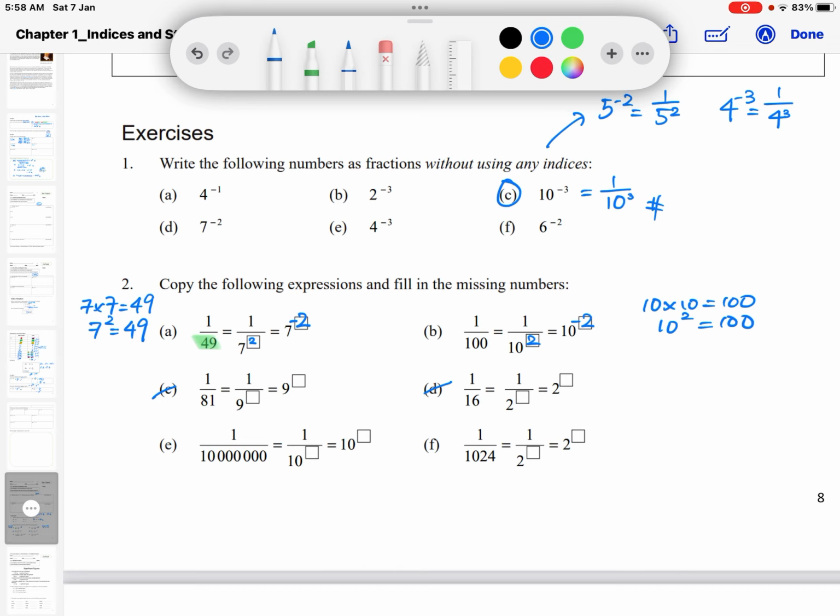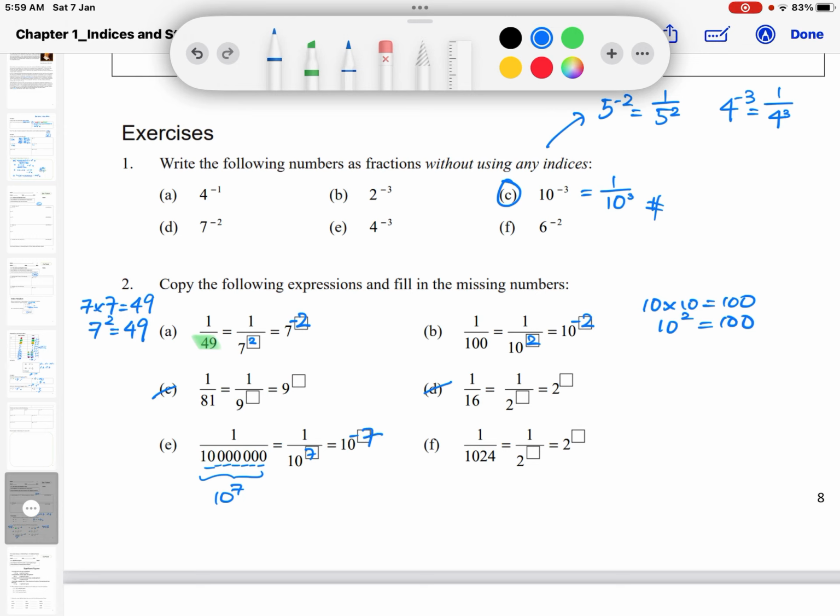Now E, how do we read this? This is read as 10 millions. Now how many zeros are there? 1, 2, 3, 4, 5, 6, 7. If there are 7 zeros, this means that this can be written as 10 to the power of 7. So if I have 1 over 10 to the power of 7, this will be 10 to the power of negative 7.